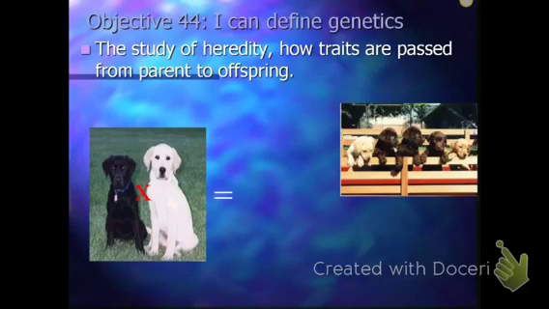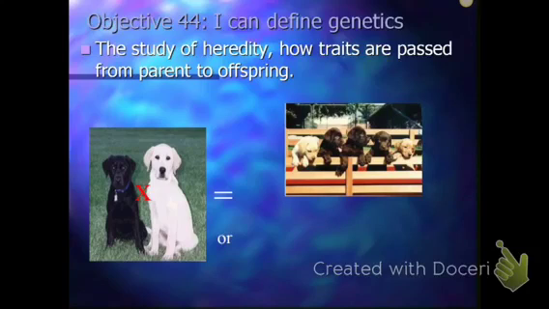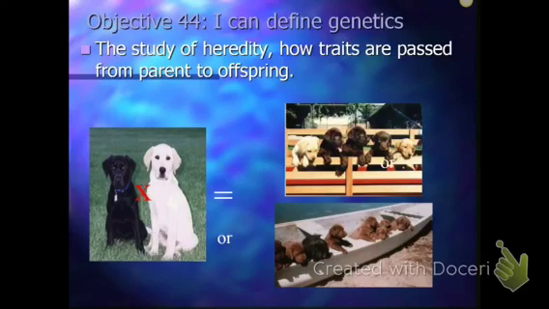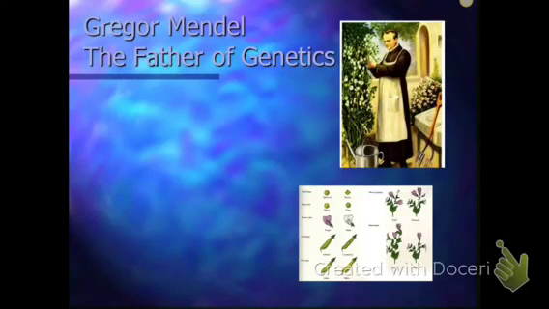So the first thing we're going to start with is Objective 44, the definition of genetics. It's the study of heredity and how traits are passed from parent to offspring. Okay? So how your parents pass traits on to you. That's what genetics is, and that's what we're going to be getting into.